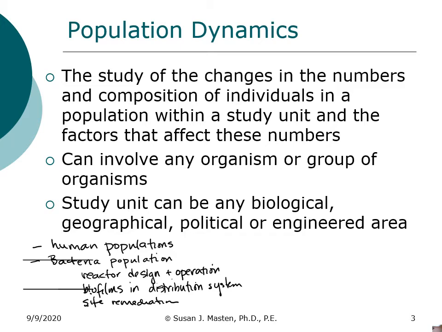So for instance, in an activated sludge system, we need those microorganisms to metabolize the organic matter in order to produce an effluent that can be discharged to a stream. In a distribution system, we have biofilms. Those biofilms are on the inside of the hundreds of miles of pipeline that distributes surface water.